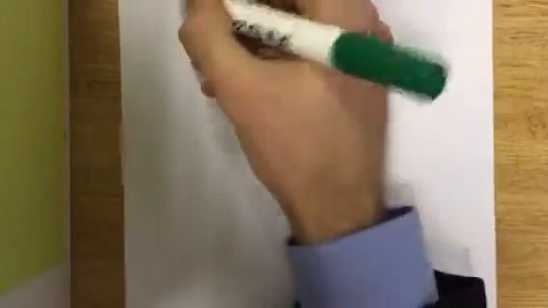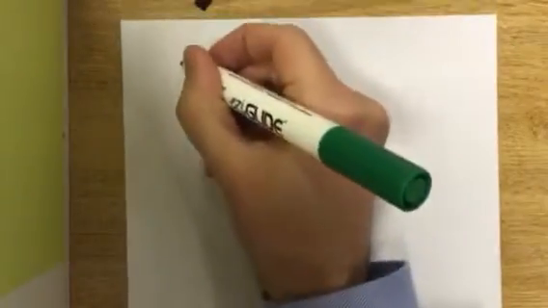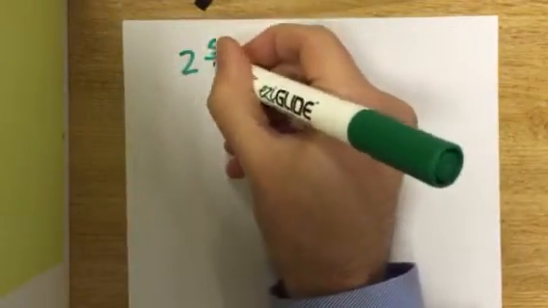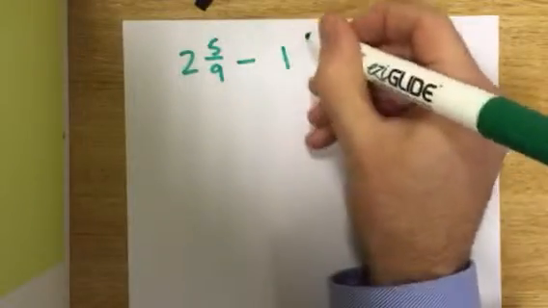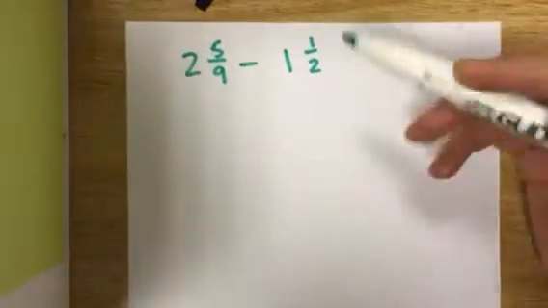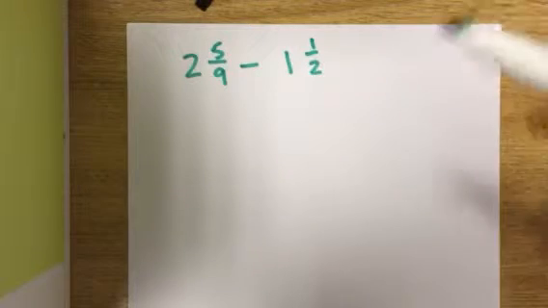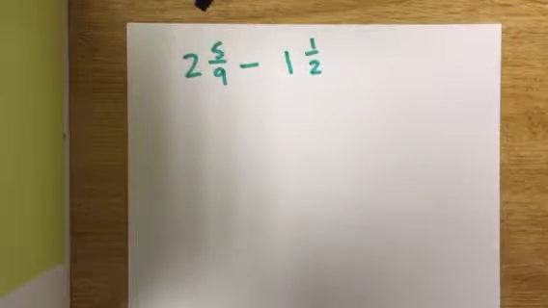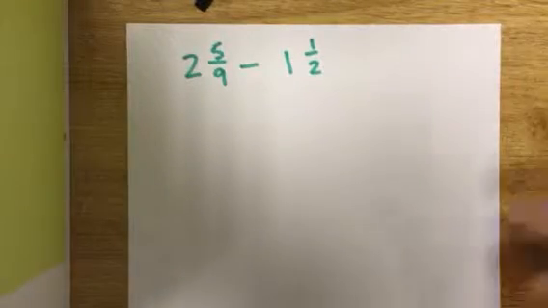And my last example is going to include some mixed numbers. So in this one, I'm going to have a question of 2 and 5/9 minus 1 1/2. Now I'm doing a subtraction this time, but the rules we use are exactly the same as when we add fractions. We just subtract at the end rather than add.